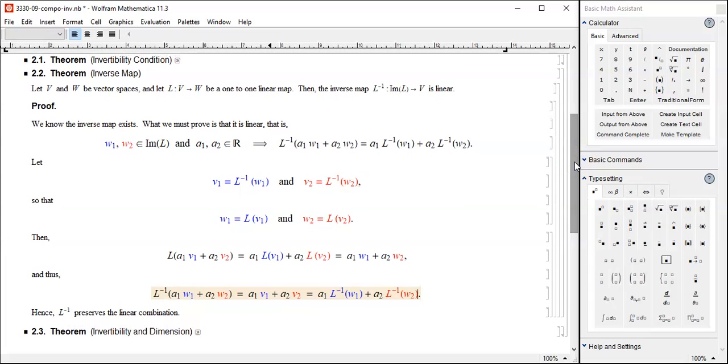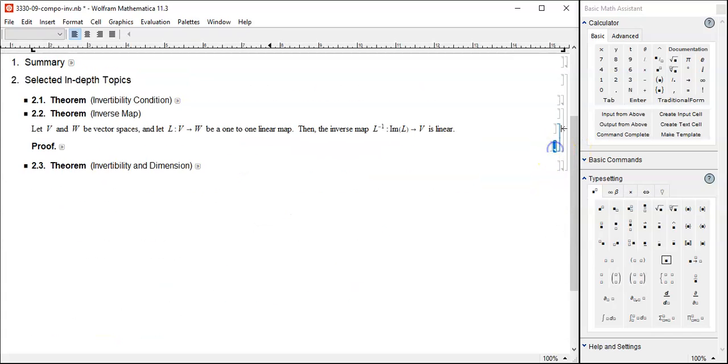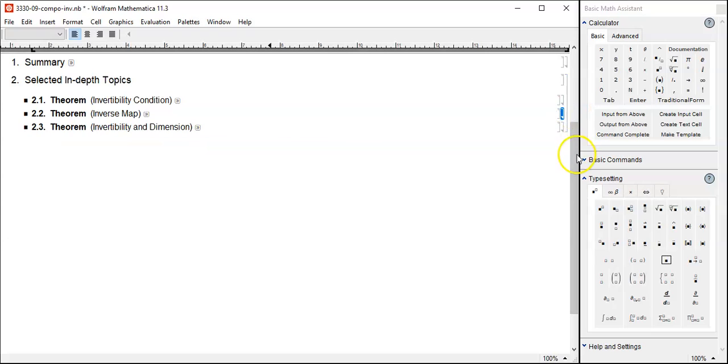So the only thing that we didn't prove, we just completed. The inverse map exists, of course, because this is a one-to-one map, but the inverse is also linear if the original is linear, and we just did it.